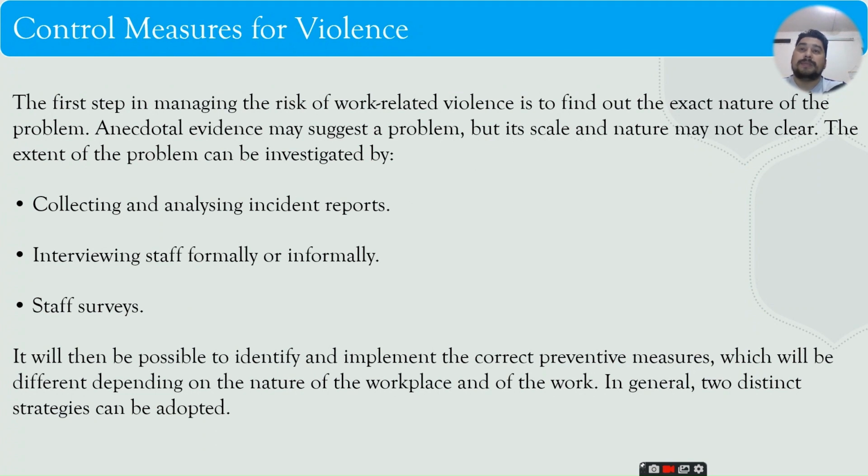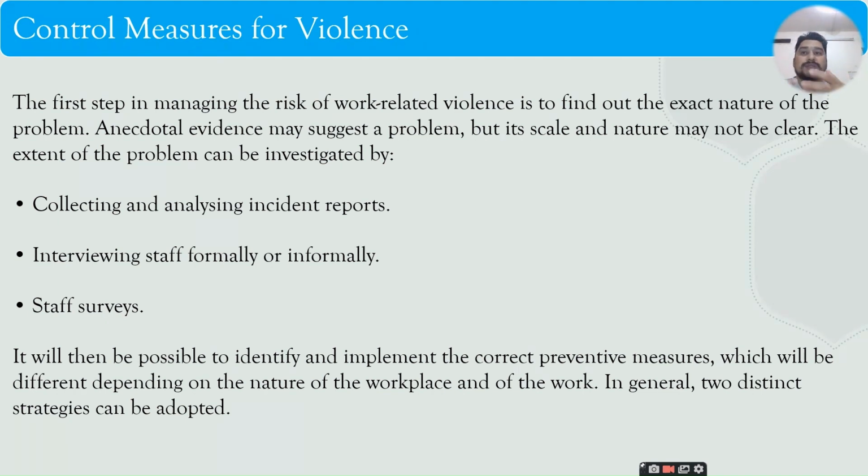So evidence may suggest a problem, but its scale and nature may not be clear. The extent of the problem can be investigated by collecting and analyzing incident reports. What you can do is collect the past incident reports. Those will be very helpful.